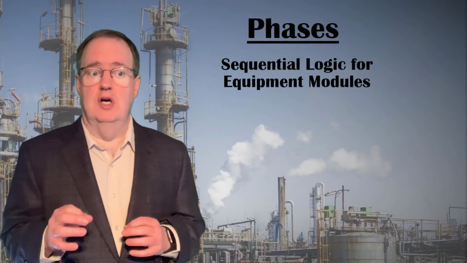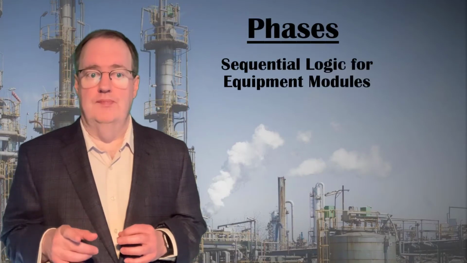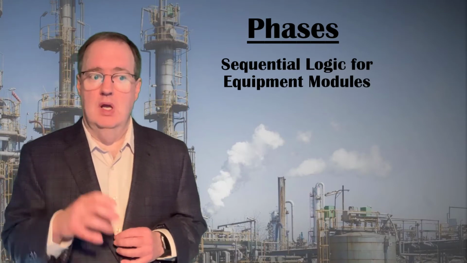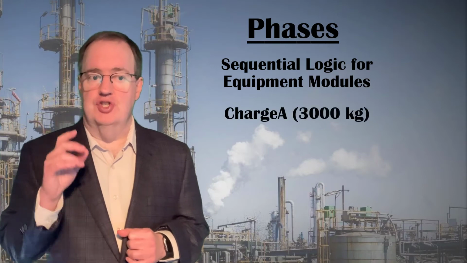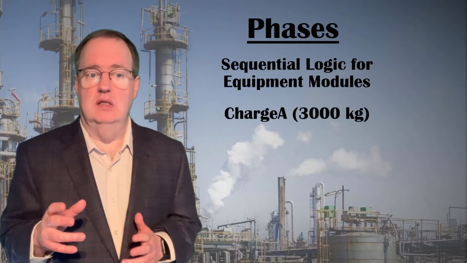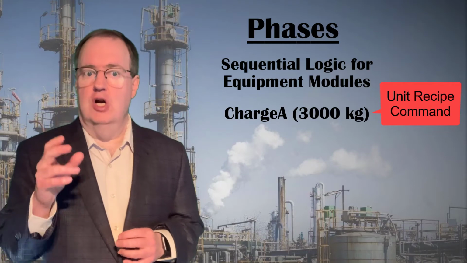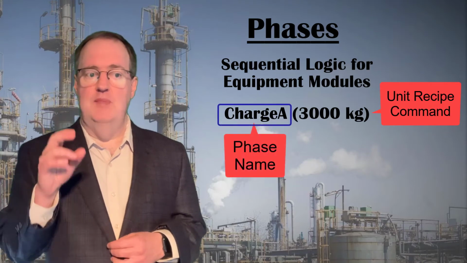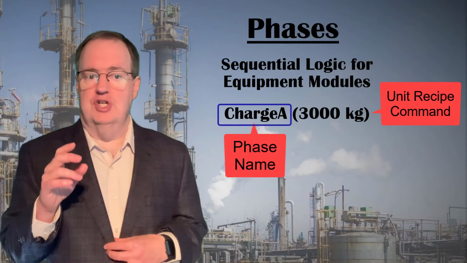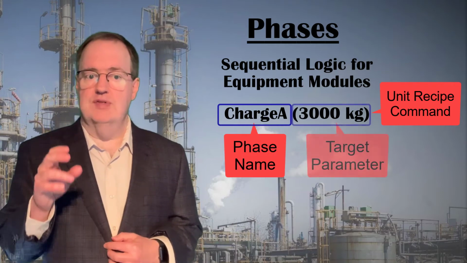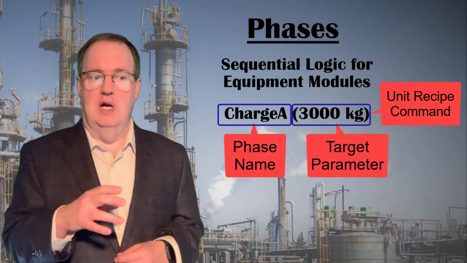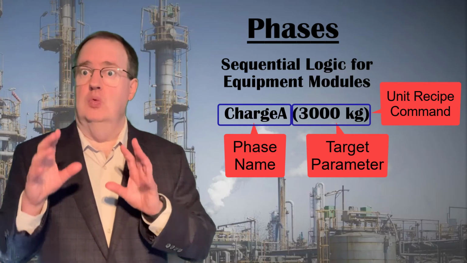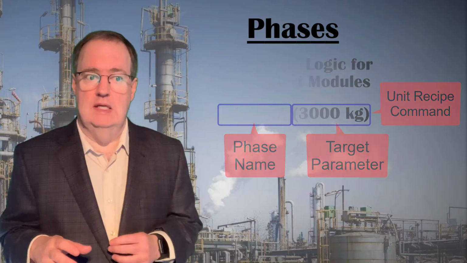Phases are the sequential logic for an equipment module. Phases are the actions that make up a unit recipe. When the unit recipe needs to charge 3,000 kilograms of A, it uses the command charge A 3,000 kilograms. Charge A is the name of the phase in the batch charge equipment module, and 3,000 kilograms is the target parameter for this one use of charge A. We'll use it later with other charge values.